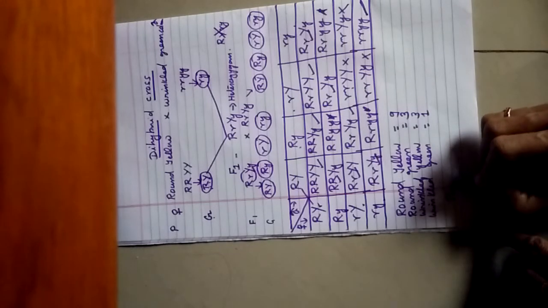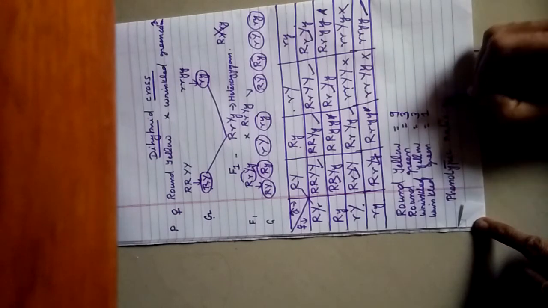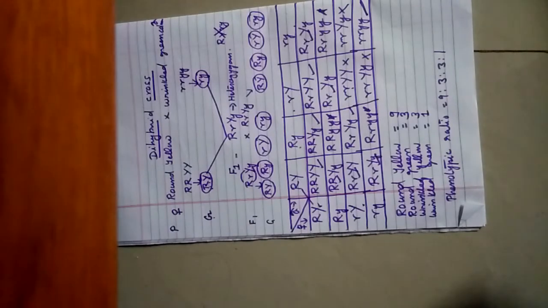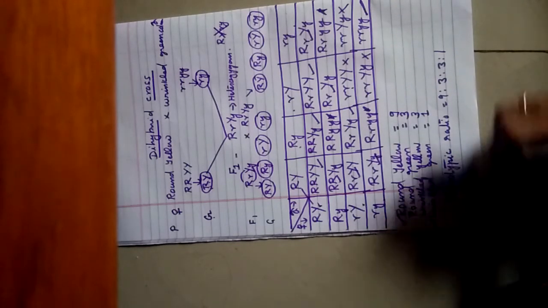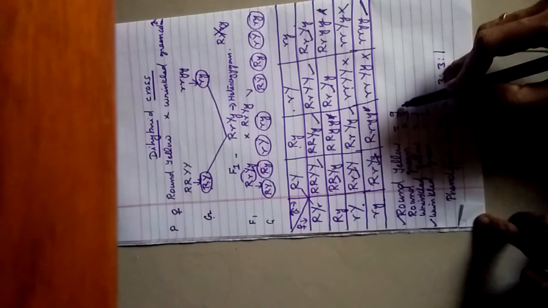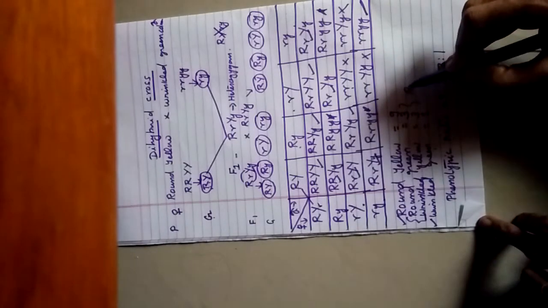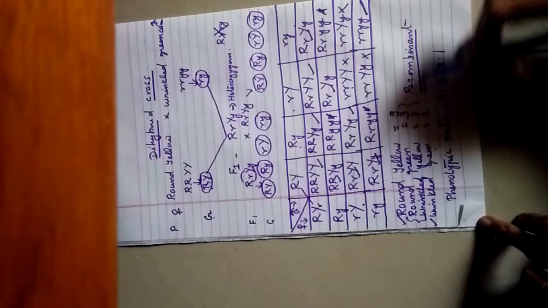So the dihybrid phenotypic ratio is 9:3:3:1. For a monohybrid cross, the phenotypic ratio is 3:1. For a dihybrid cross, it is 9:3:3:1. Here is another unique character you can find. We have taken round yellow and wrinkled green. So these two are parental characters, whereas round green and wrinkled yellow are of which type? Recombinant, or they are a new combination. So that is called a recombinant.